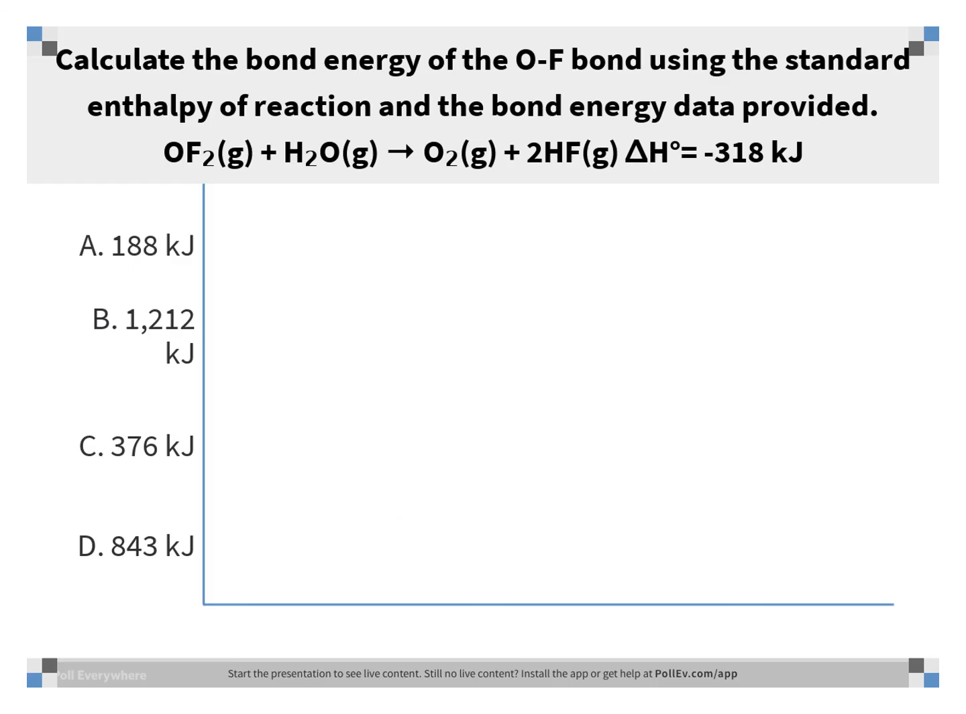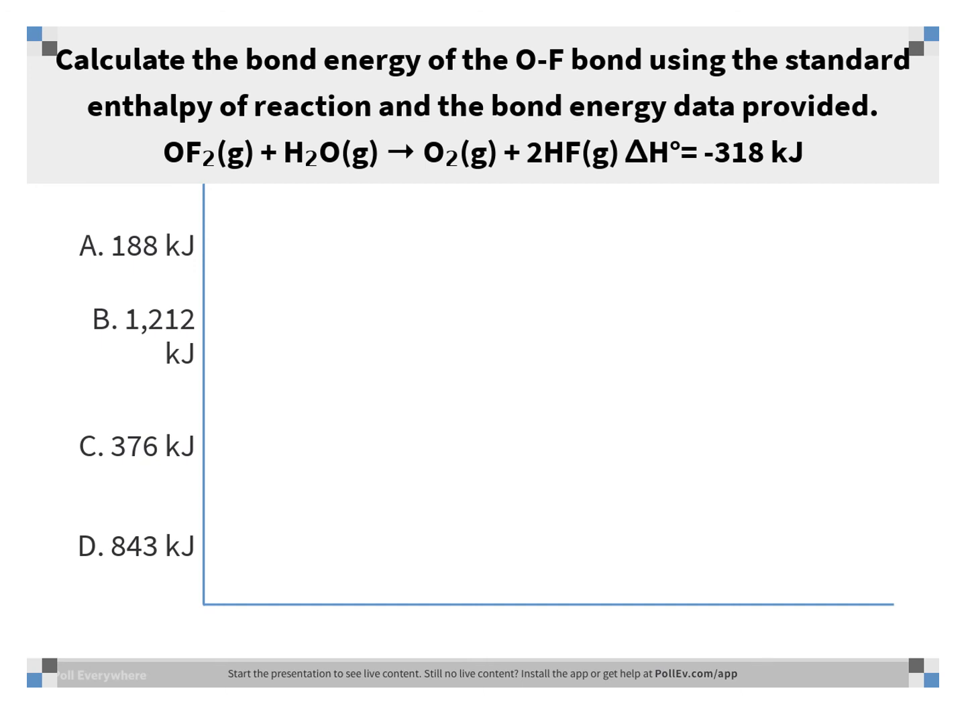So the correct answer is A, 188 kilojoules. So you're given the overall delta H of the reaction, you're given some bond energies in a table, and you're trying to find the bond energy of the O-F bond. So you would plug in all of the values for all of the bonds in the equation.